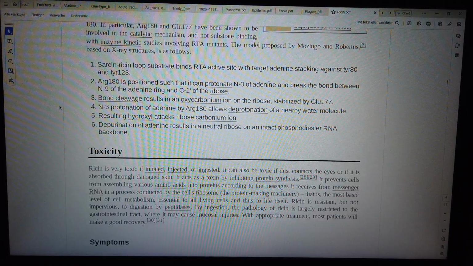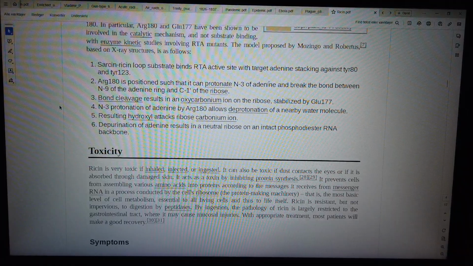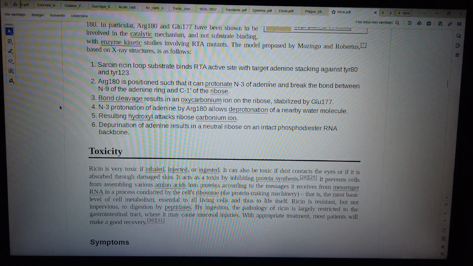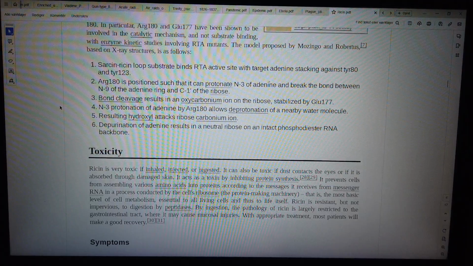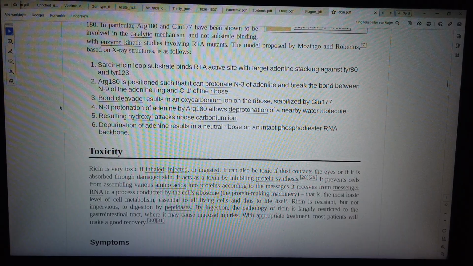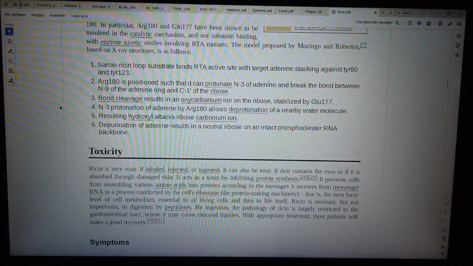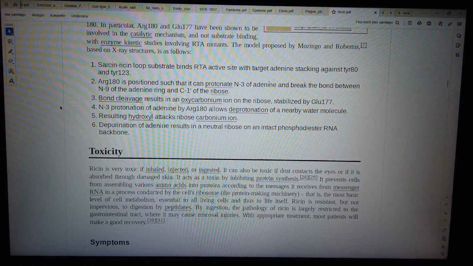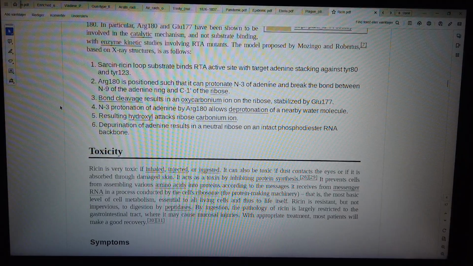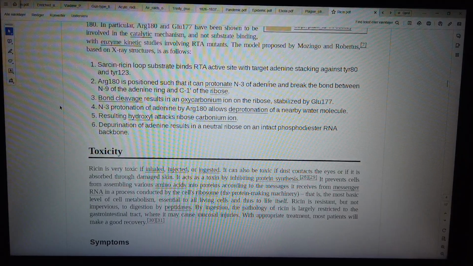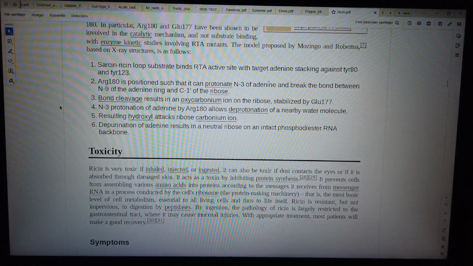Between N9 of the adenine ring and C1 of the ribose. Bond cleavage results in an oxycarbenium ion on the ribose, stabilized by Glu177. N3 protonation of adenine by Arg180 allows deprotonation of a nearby water molecule. The resulting hydroxyl attacks the ribose carbocation. Depurination of adenine results in a neutral ribose on an intact phosphodiester RNA backbone.